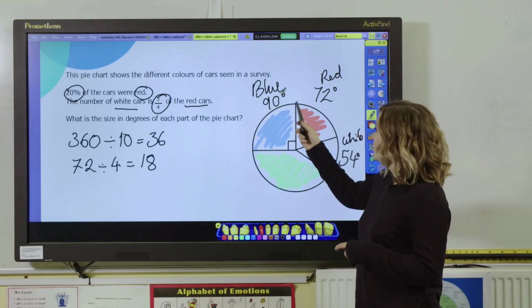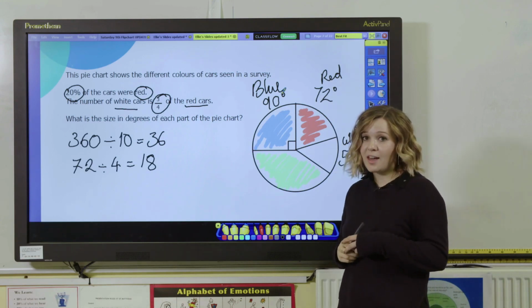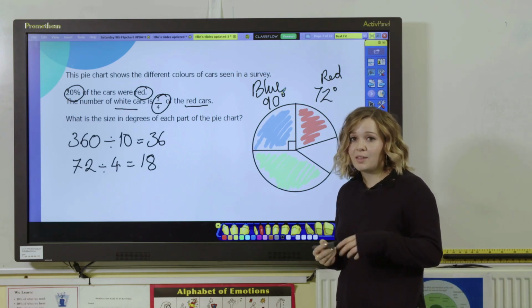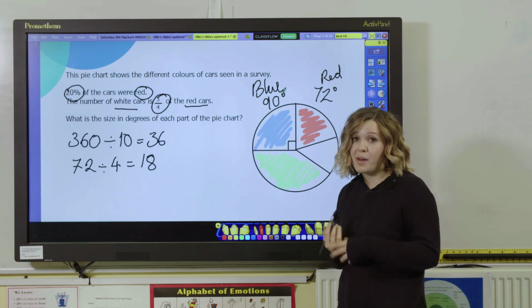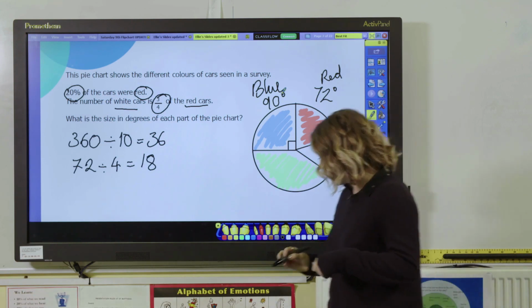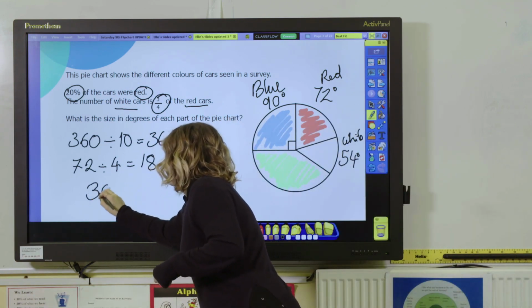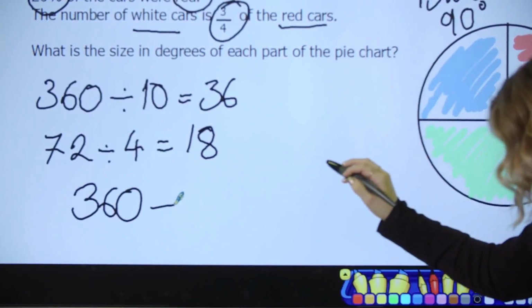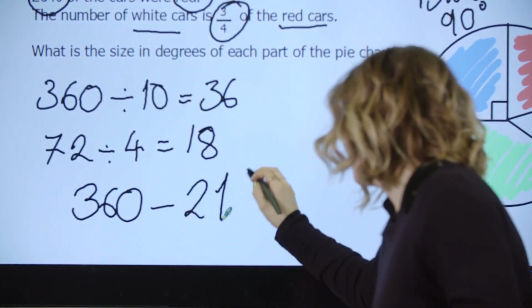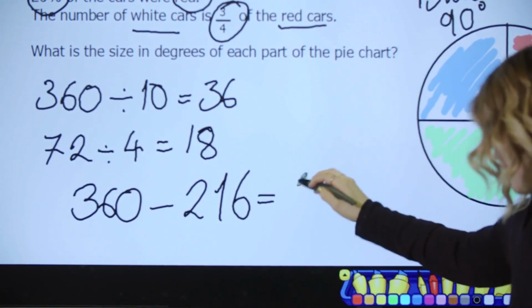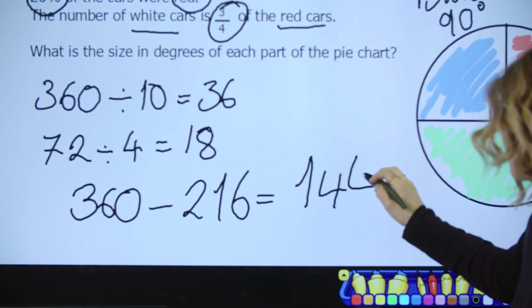So they'll need to add 90 and 72 and 54 together. They might want to do that in written methods or using their informal methods mentally. And that will give them 216. Take that away from 360, which leaves you with 144 degrees.